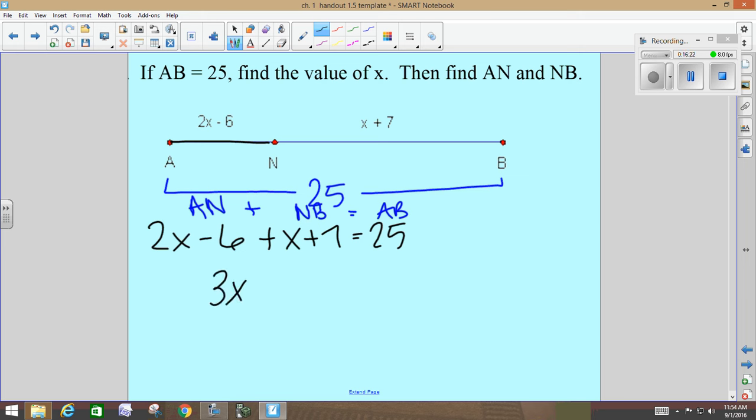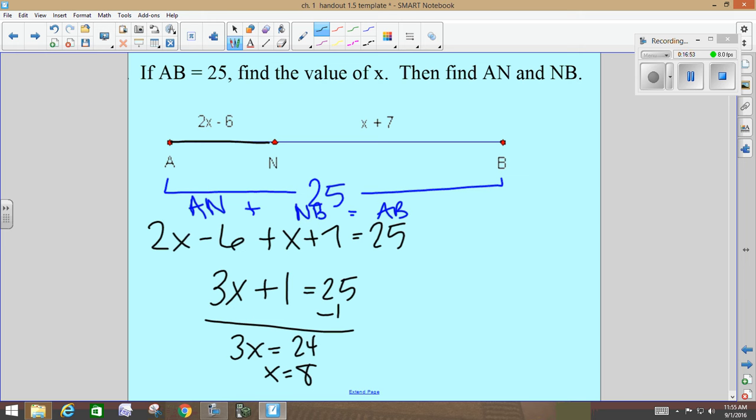Okay. Now what? So 3x equals 24, divide by 3 and x is equal to? Good, Chris, thank you. I pulled your popsicle stick. Chris said that x equals 8. Are we done with our problem? No, because I still have to find AN and NB.